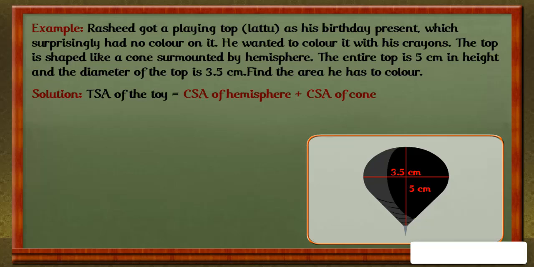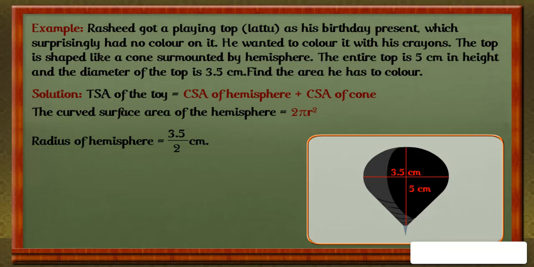Solution: the top is exactly like the one we have discussed above. So, TSA of the toy is equal to CSA of hemisphere plus CSA of cone. Now, the curved surface area of the hemisphere is equal to 2 pi r square. Here r, that is radius of hemisphere, is 3.5 by 2 centimeters. On putting values, we have 2 into 22 by 7 into 3.5 by 2 into 3.5 by 2 centimeter square.